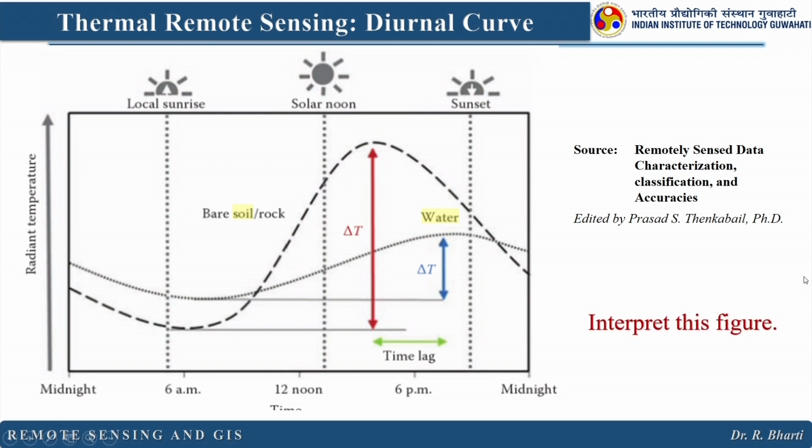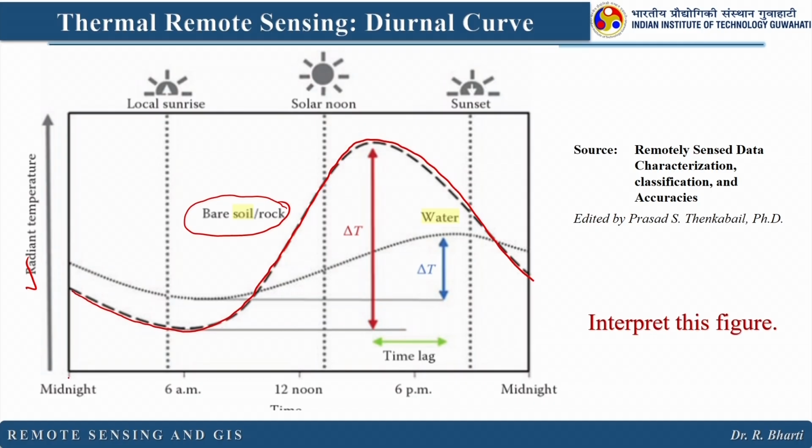So let us interpret this particular figure. Here, if we consider the first one, let us go with this bare soil or rock. Here this is the local sunrise, and this is the spectra for that. This is the y axis where we have radiant temperature, and on the x axis we have time. This is diurnal, so it is for only one day.